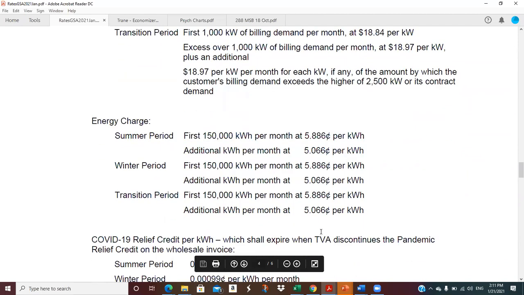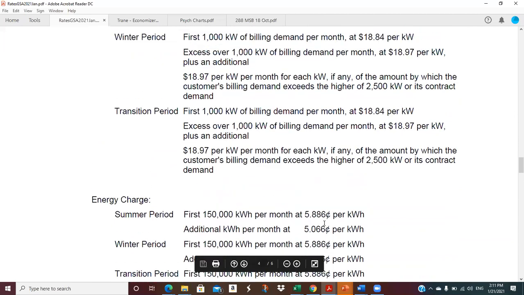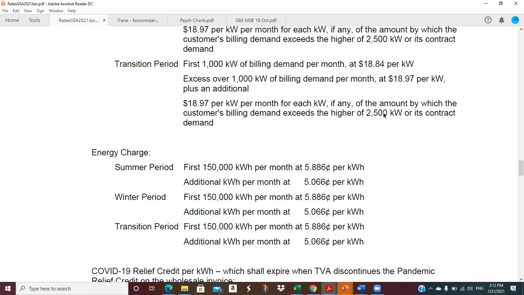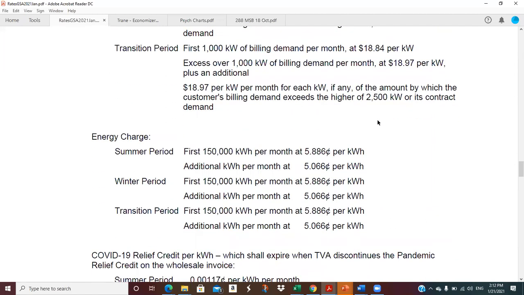So for the summer, the first 150,000, it's 5.886 cents. And over that, it goes down. Now notice, demand is what they call progressive. As you use more and more, it gets more expensive. Energy is the other way. It's regressive. It gets cheaper the more you use.